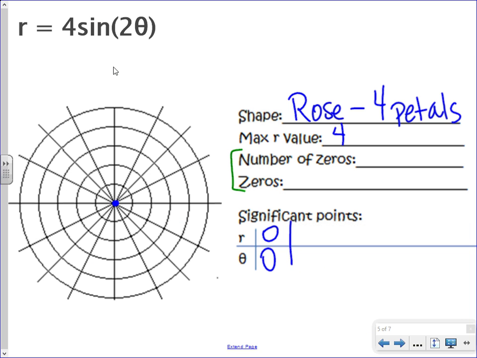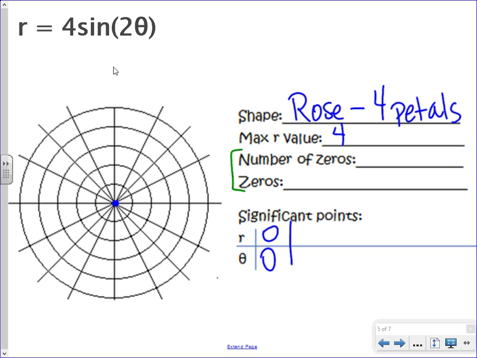All right, so we need to determine where that first petal goes. What do we know about the first petal? Or what do we know about any petal? They should all be the same. We have 4 petals, 1 in each quadrant. This is true. What do we know about how long they are? They should be length 4, right?